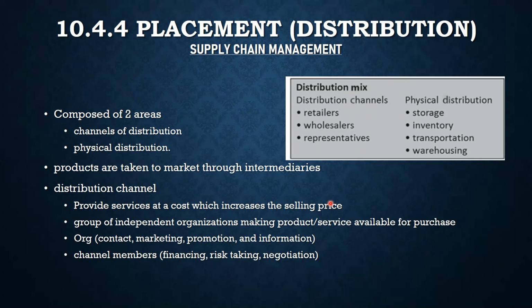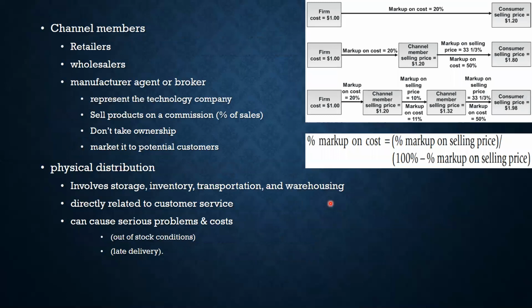A distribution channel is a group of independent organizations making a product or service available for purchase. These independent organizations provide several functions like contact, marketing, promotion, and information, and the channel members provide financing, risk taking, and they do negotiations. There are three kinds of channel members that are retailers, wholesalers, and manufacturers.